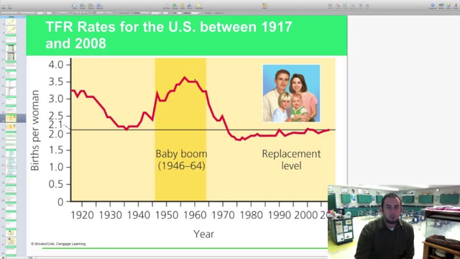Then it went down again, kind of a baby bust really, and went down even below replacement level fertility rate back in the 70s and almost in the 80s. Eventually it kind of stabilized, up in 2010, and we're back to a little bit over replacement level fertility rate. About 2.1 is usually where we're at. So growing very, very slowly right now.